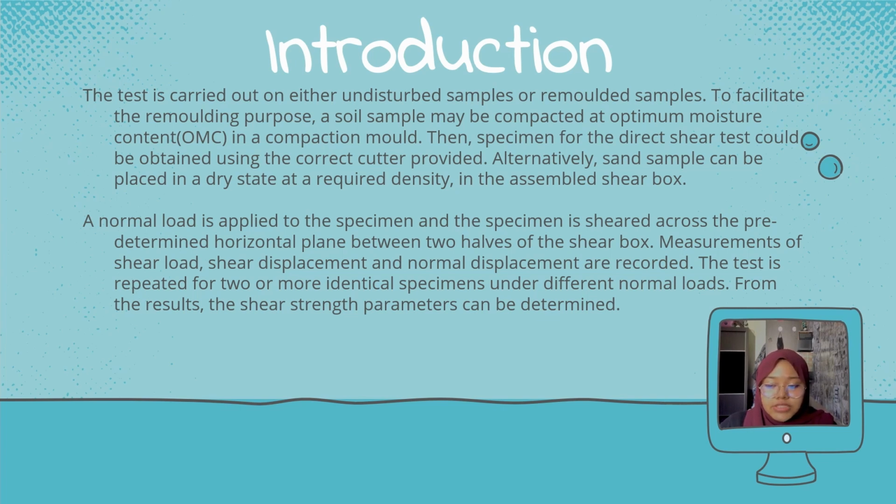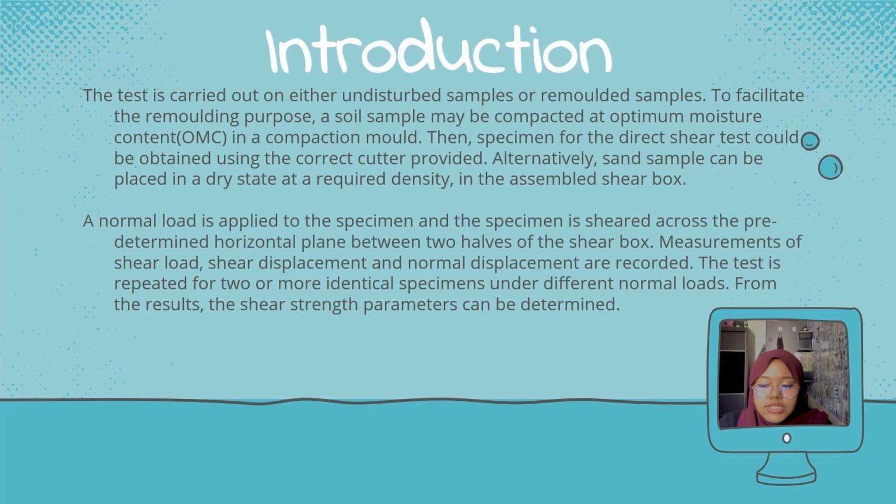To facilitate the remolding purpose, a soil sample may be compacted at optimum moisture content in a compaction mold. Then, specimen for the direct shear test could be obtained using the correct cutter provided. Alternatively, sand sample can be placed in a dry state at a required density in the assembled shear box. A normal load is applied to the specimen and the specimen is sheared across the predetermined horizontal plane between two halves of the shear box.